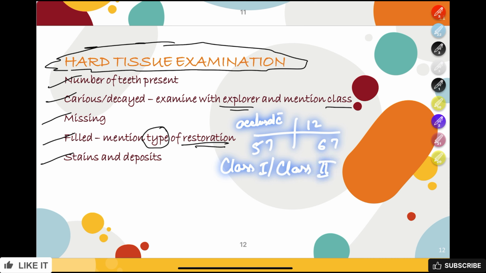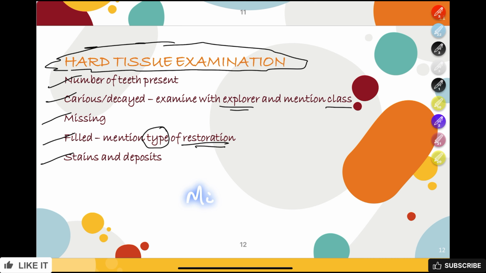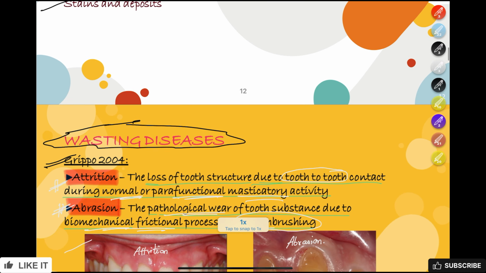Next is the missing tooth. So we can write missing tooth with respect to 6. Next is the filled, and mention the type of restoration. So silver amalgam restoration with respect to 6 and 7. Stains and deposits. We can use the debris index as well as the calculus index to measure the debris, stains and deposits, that is calculus.